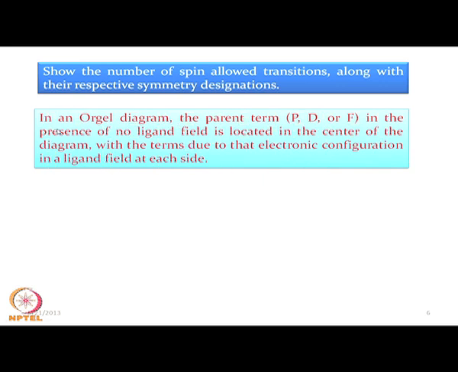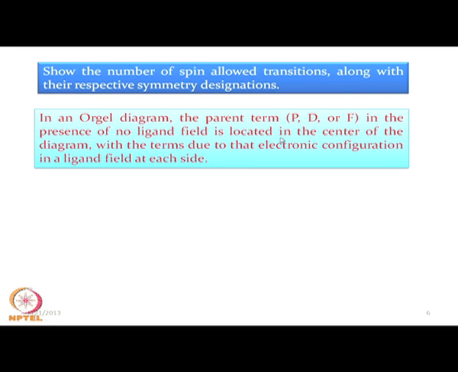So, the qualitative correlation diagram we are getting in terms of the Orgel diagram, the free ion terms, the P, D and F, we are calling these the parent terms because they are originating from the free ions in the presence of no ligand field. For the free ion we are talking only about the metal ion, that means we are only talking about nickel 2 plus or cobalt 2 plus or iron 2 plus without the presence of the ligand field. That is why we have the term as the free ion term.